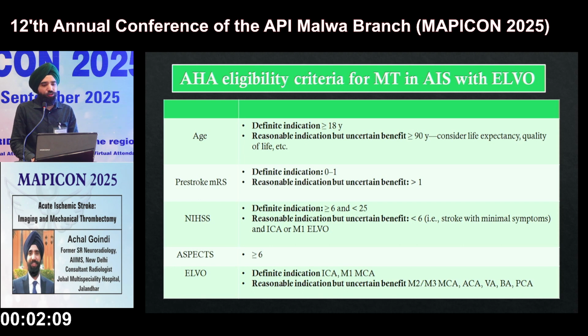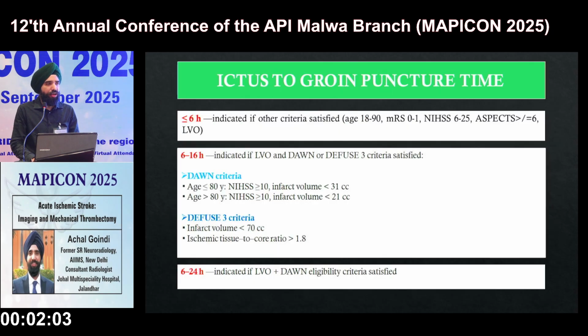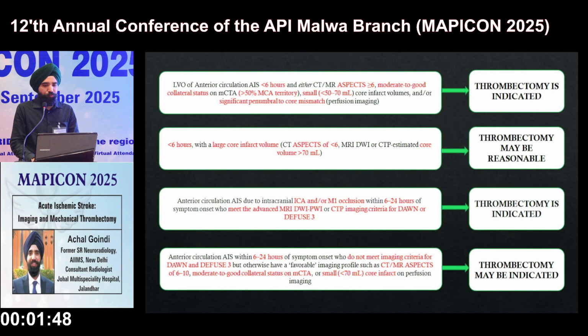So to summarize, what we have discussed is: age more than 18, modified Rankin scale of 0 to 1, NIHSS between 6 to 25, ASPECT score of more than 6, large vessel occlusion present, and time less than 6 hours, go in for endovascular and medical treatment. Between 6 to 16 hours and 6 to 24 hours, you have to decide on the basis of perfusion imaging whether to go in for endovascular treatment or not.